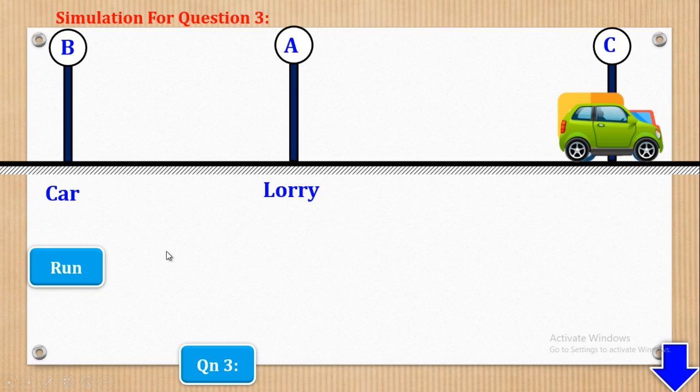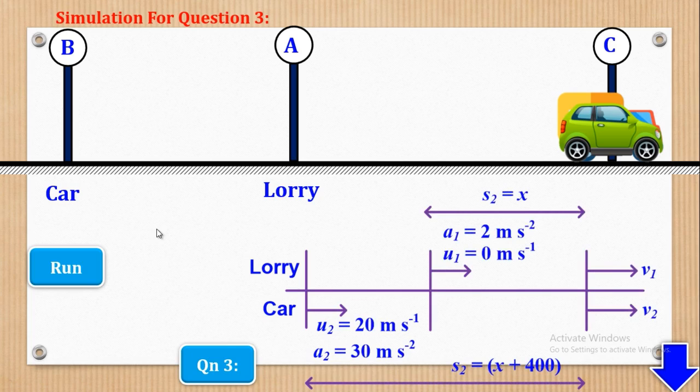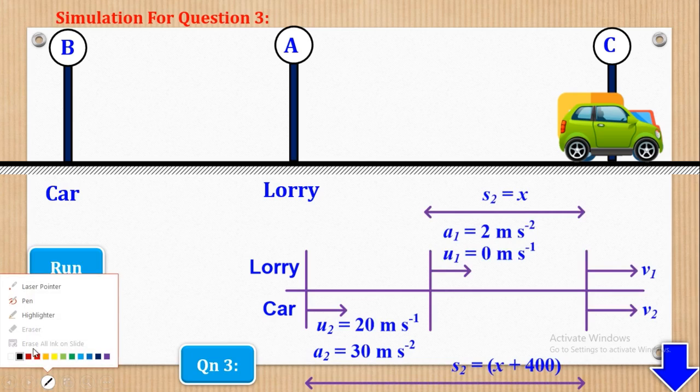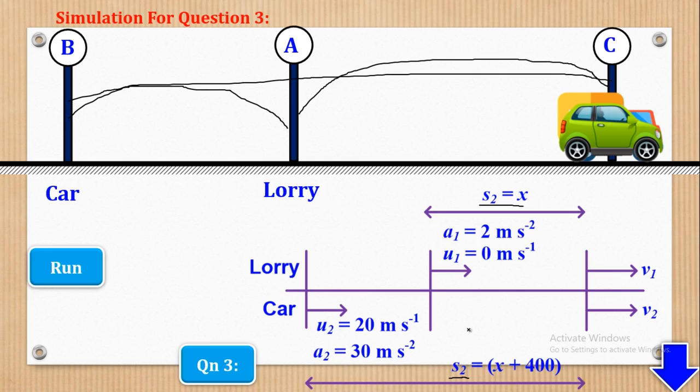Now with that simulation and the information given in the question, we can now design our sketch of the information given as shown. Okay, so now in this information, you realize that x is what they want, and that is s2, the distance moved by the lorry. Therefore, the distance moved by the car will be 400 meters more, because from here to here it was 400, and from here to here we have said let it be x. Therefore, the distance moved from B up to point C will be x plus 400. So that is where x plus 400 is coming from.